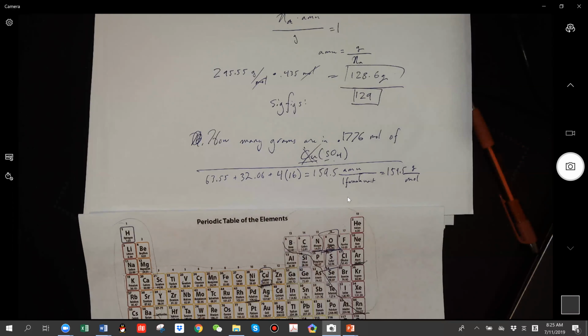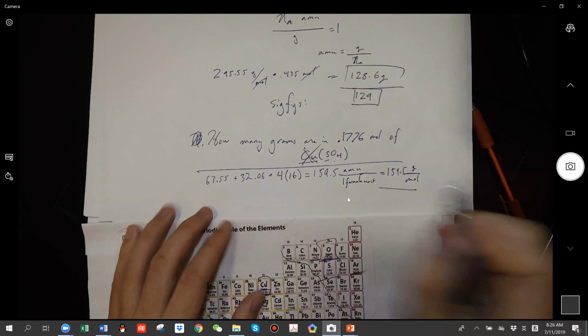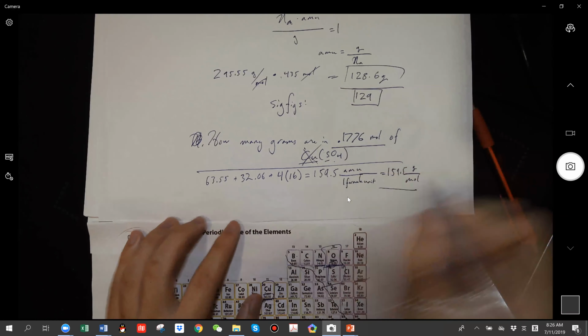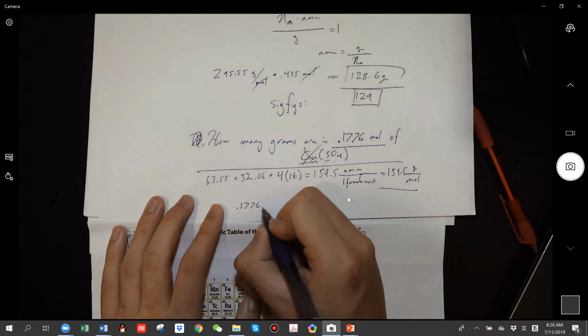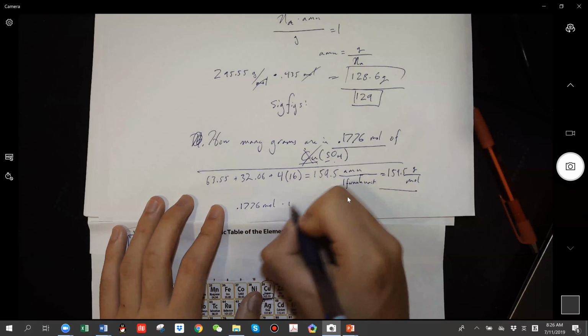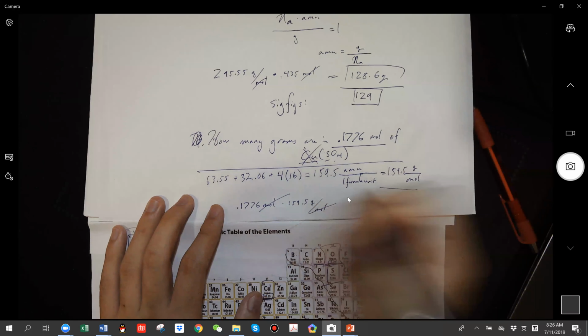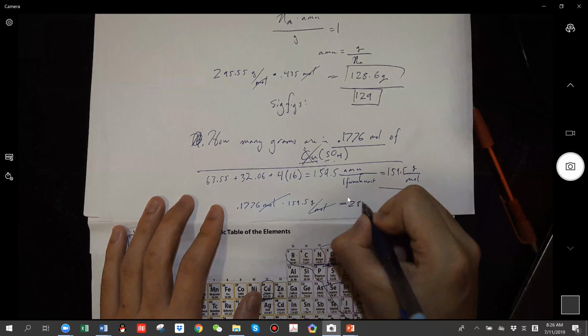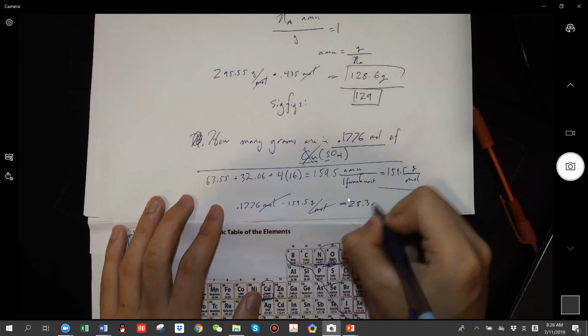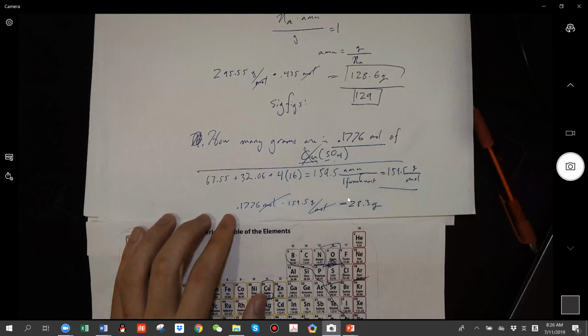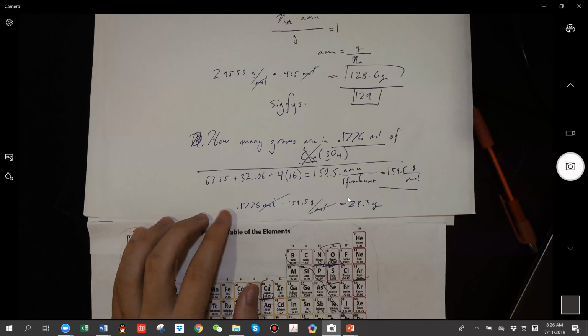So far, does this make sense? This is how many grams per mole of stuff we have. And then all we need to do is multiply this number by this. So we have 0.1776 mole times 159.5 grams per mole. These cancel out, and that gives you 28.3 grams. Okay? So does that clear up the confusion? Okay, great.